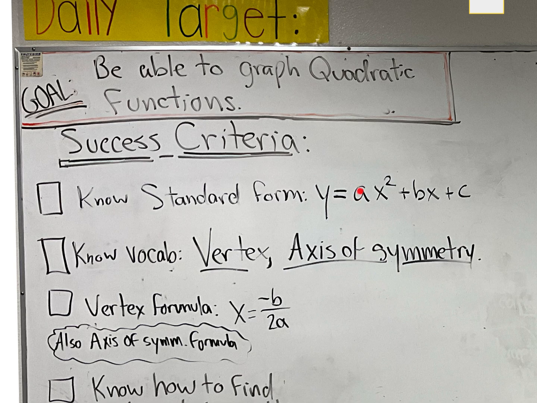The a value tells you if it opens up or down. If the a value is positive, the parabola will open up. If the a value is negative, the parabola will open down. If you throw something up in the air and it reaches a max height, then it comes back down, that's because the a value of your parabola is negative. It goes up and then it comes back down. So if the a value is positive, it opens up. If the a value is negative, it opens down. That's pretty easy to remember.